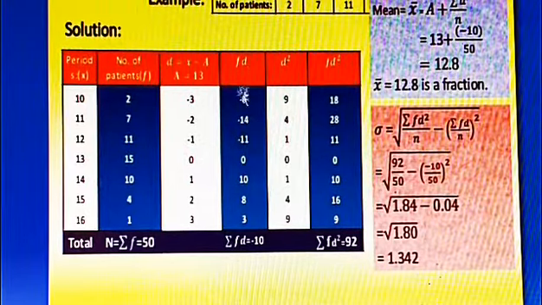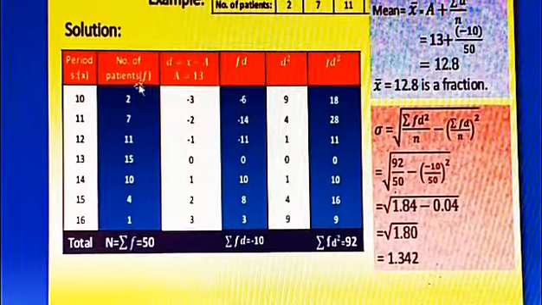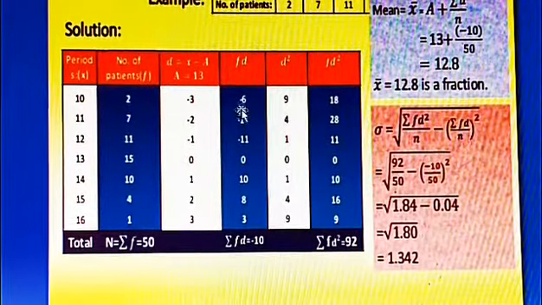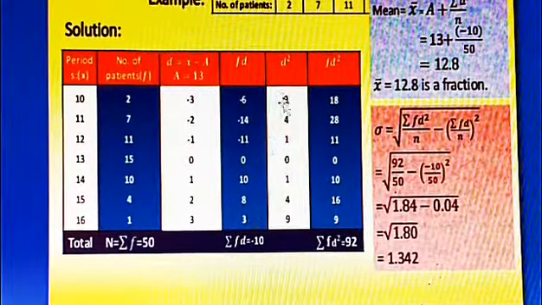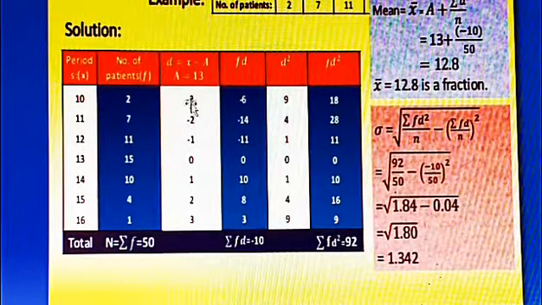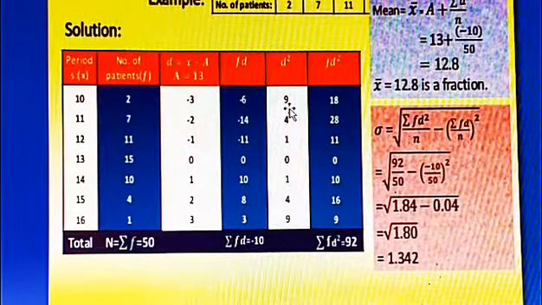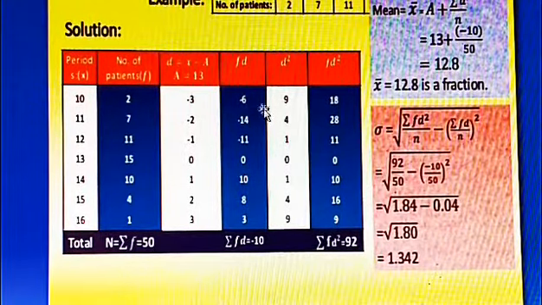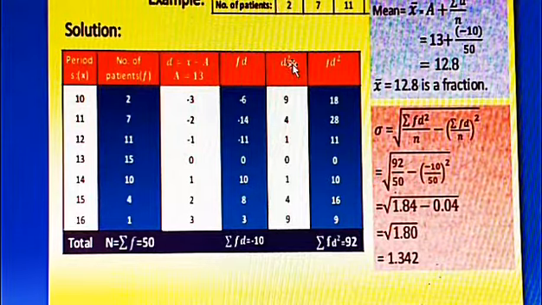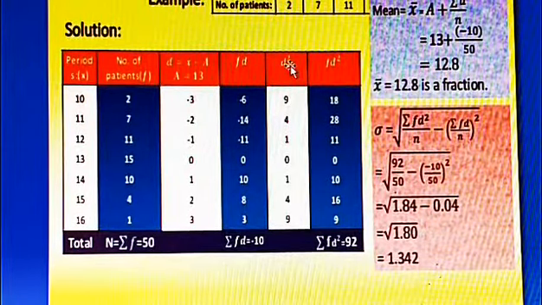Then we find fd, which means you have to multiply the frequency with this d, deviation. Multiply each and every term. Then you have to find d square, which means you have to square this column. Minus 3 the whole square will give you 9. Negative will convert to positive because the power is even. You can check minus 3 the whole square in your calculator.